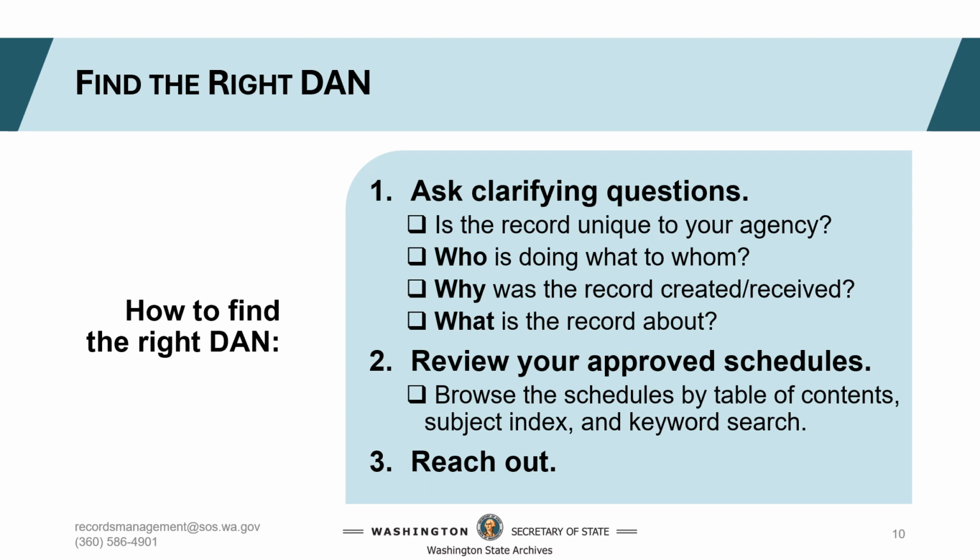Once you've addressed these foundational questions, visit your approved retention schedules on our website. Using the 3 main navigation techniques we showed you earlier, find the record series that works best for the record at hand. If you still aren't clear on the appropriate retention series, reach out to the records management team at the Washington State Archives. We are here to help.